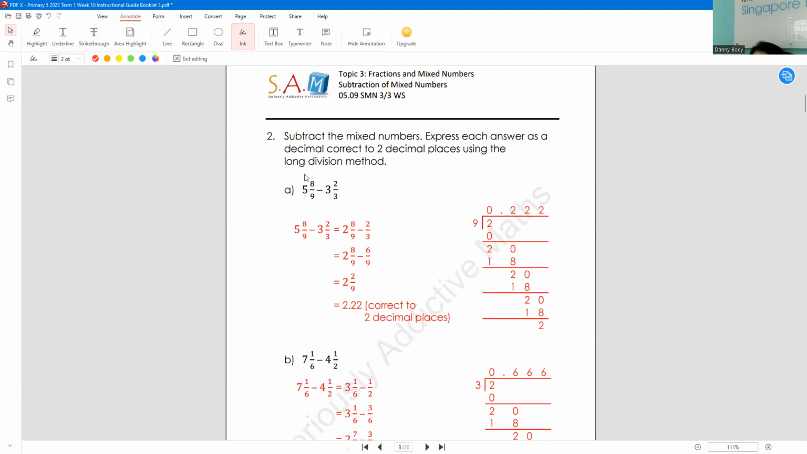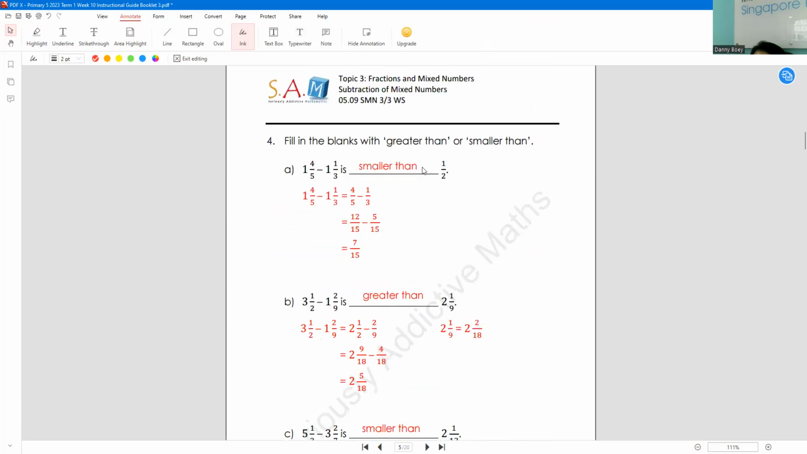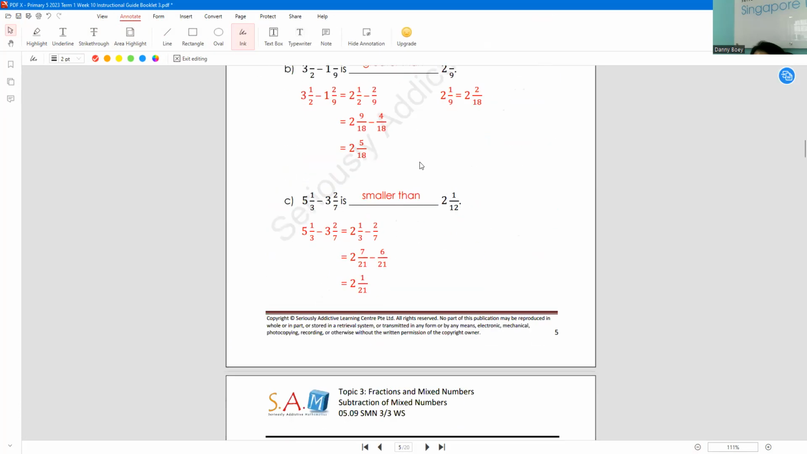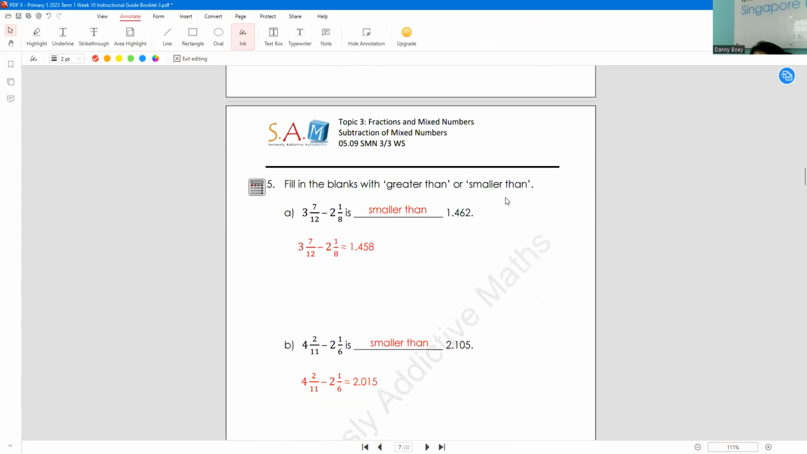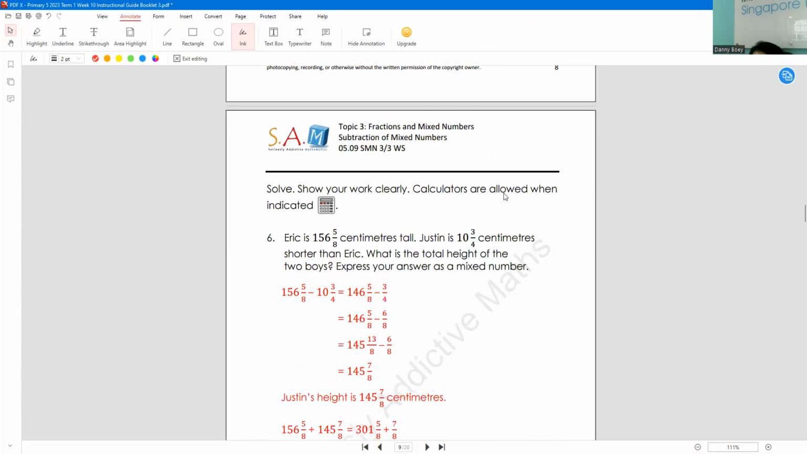And then maybe to get them to do 2A. This one, take note, they have to correct to 2 decimal places. So these they can do it in class. Okay, get them to try a question like this, C. So they have to compare, smaller or greater than. So not too much of this, because it's very tedious.